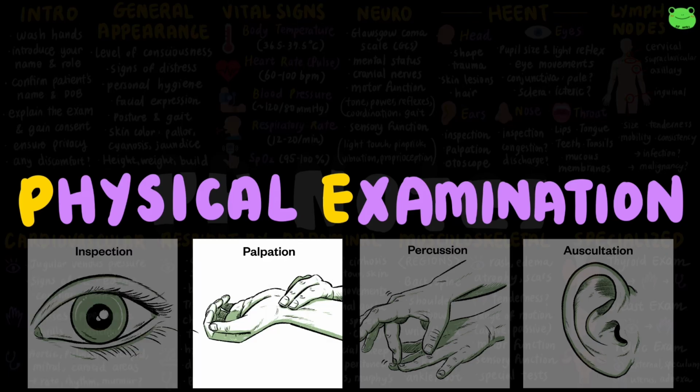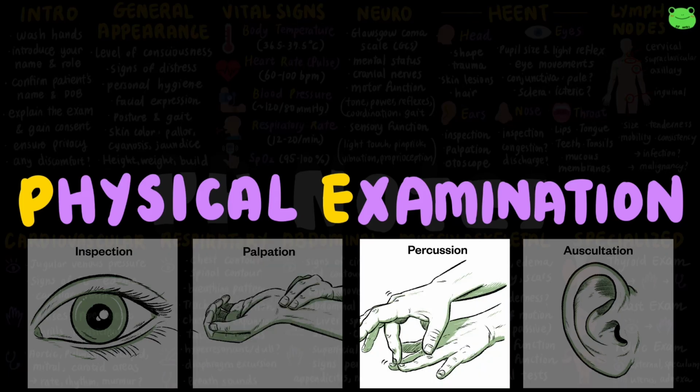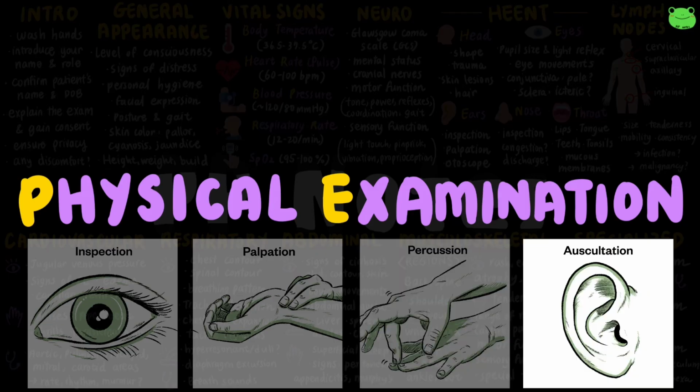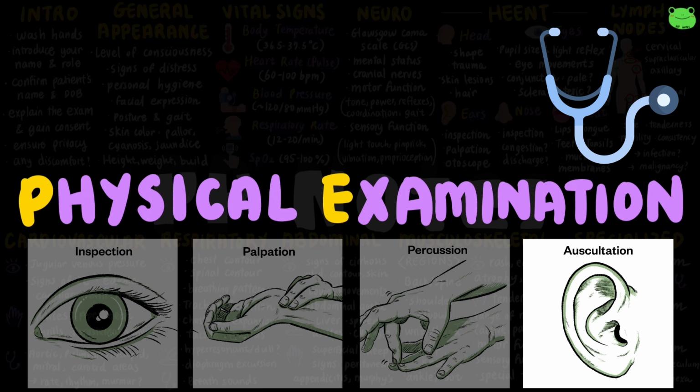Palpation is using the hands to feel for tenderness, temperature, or organ size. Percussion involves tapping on the body surface to determine whether the underlying area contains air, fluid, or solid tissue. And auscultation means listening with a stethoscope to the heart, lungs, or abdomen for normal or abnormal sounds.